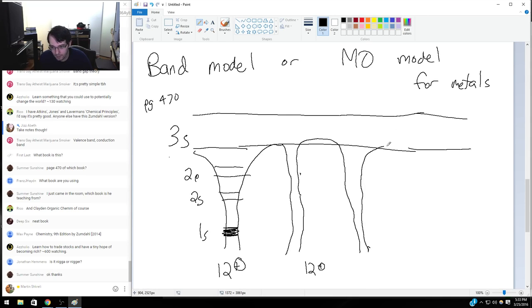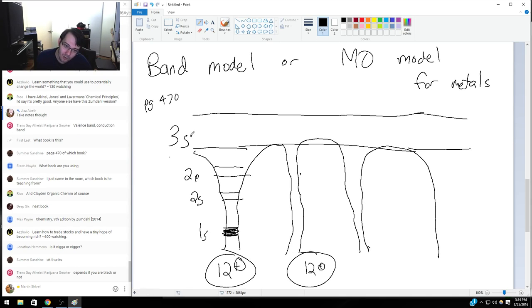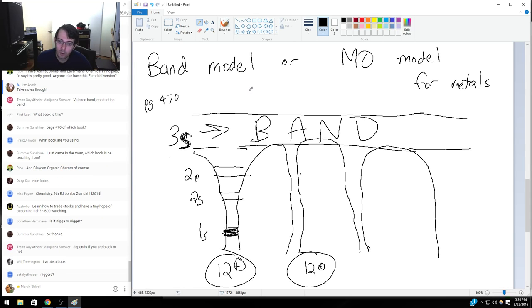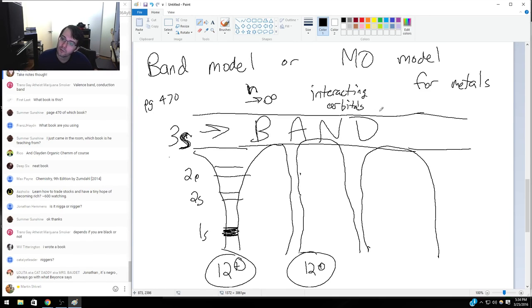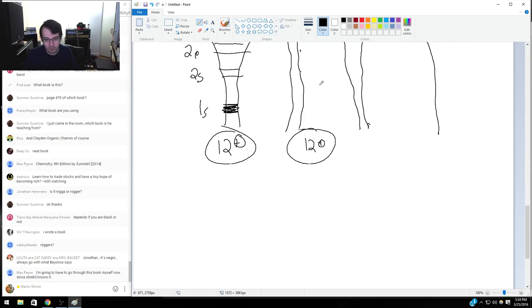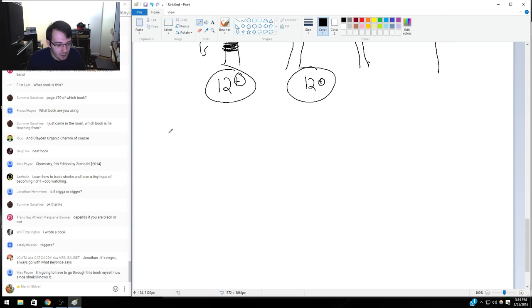And the more cation nuclei you have, the more you end up not having one orbital, but really a band orbital. So all these orbitals merge. As the number of atoms in this metal crystal approaches infinity, the more interacting orbitals you have. All the orbitals kind of merge, and the electrons can flow freely around them at the highest energy level. That's what we call the molecular orbital model for metals. We're not going to get into tremendous detail. The book doesn't get into detail, and we don't have to, but that's something that's important.